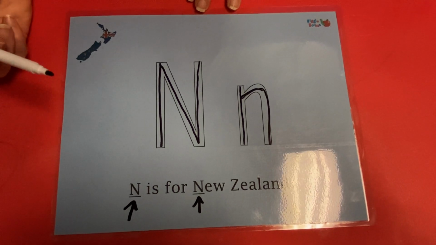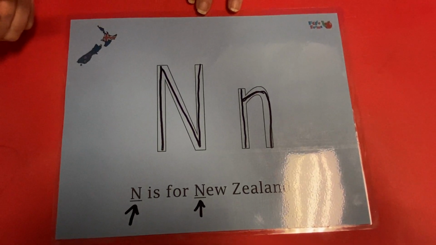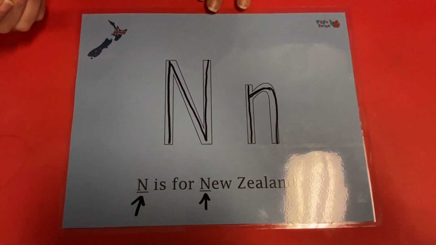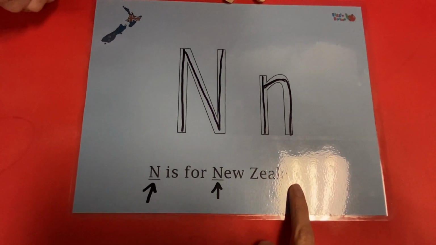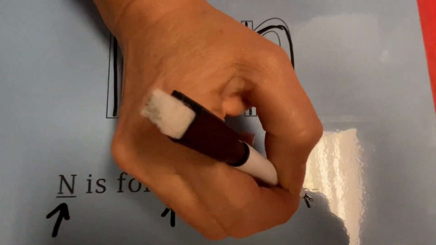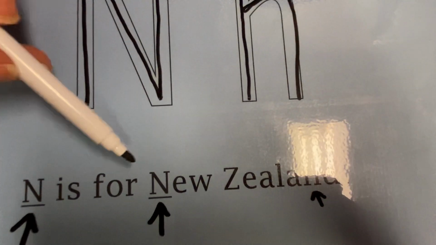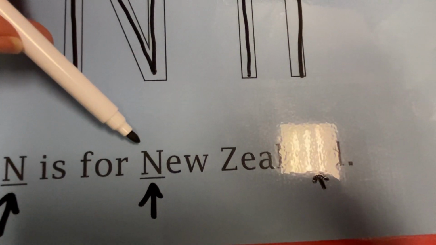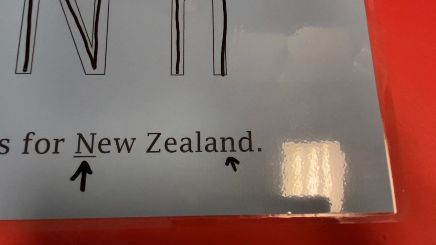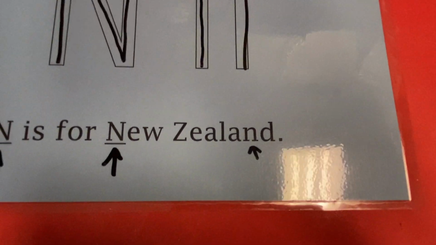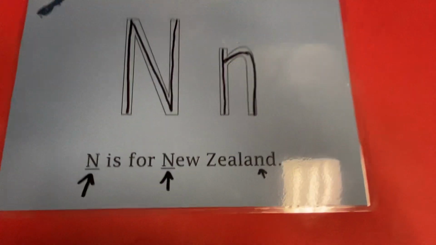Do you see any other N's, Miss Rachel? I do. If you look down here in the word Zealand, there's an N right there. That's our lowercase. Look at this, it's a capital. Why do we have a capital there? Because it's a name. It's the name of a place. That N is in the middle of a word, so it is going to be lowercase. So we get to practice both. All right. So you ready for your guessing game?